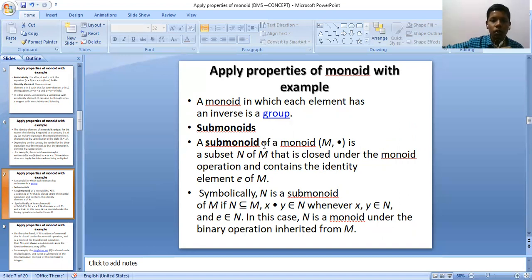Submonoids. A submonoid of a monoid (M, dot) is a subset N of M that is closed under the monoid operation and contains the identity element e of M. Symbolically, N is a submonoid of M if N is a subset of M, x dot y belongs to N whenever x, y belong to N, and e belongs to N. In this case, N is a monoid under the binary operation inherited from M.